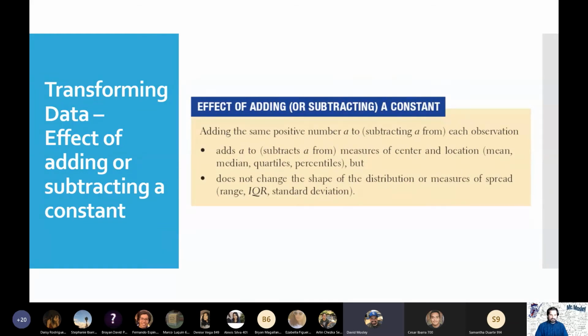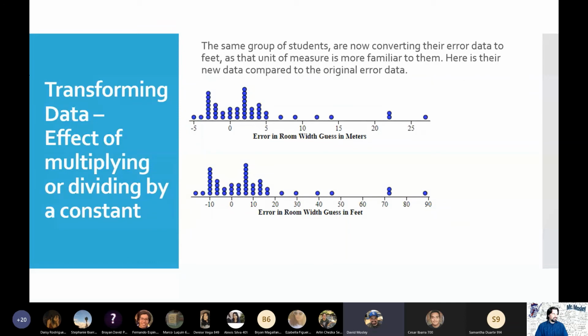All right, next. We're going to look at transforming data, but the effect of multiplying or dividing by a constant. So we just looked at what adding or subtracting does. Now what happens when we multiply or divide.